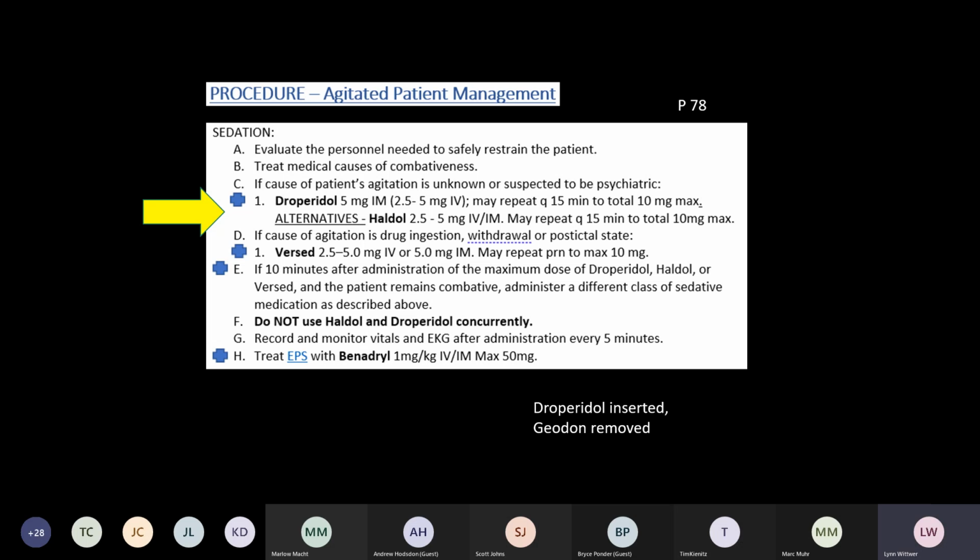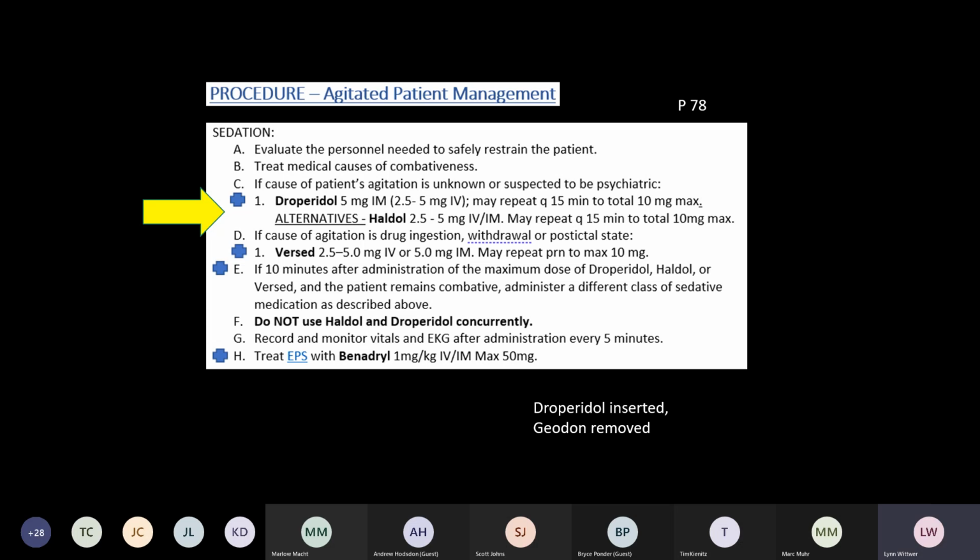So, if the patient's agitation is unknown or suspected to be psychiatric, Peridol or Haldol. If the cause of agitation is drug ingestion, withdrawal, or post-seizure, that's where we use the Versed 2.5 to 5 milligrams IV or 5 milligrams IM. Don't use Haldol and Peridol concurrently.